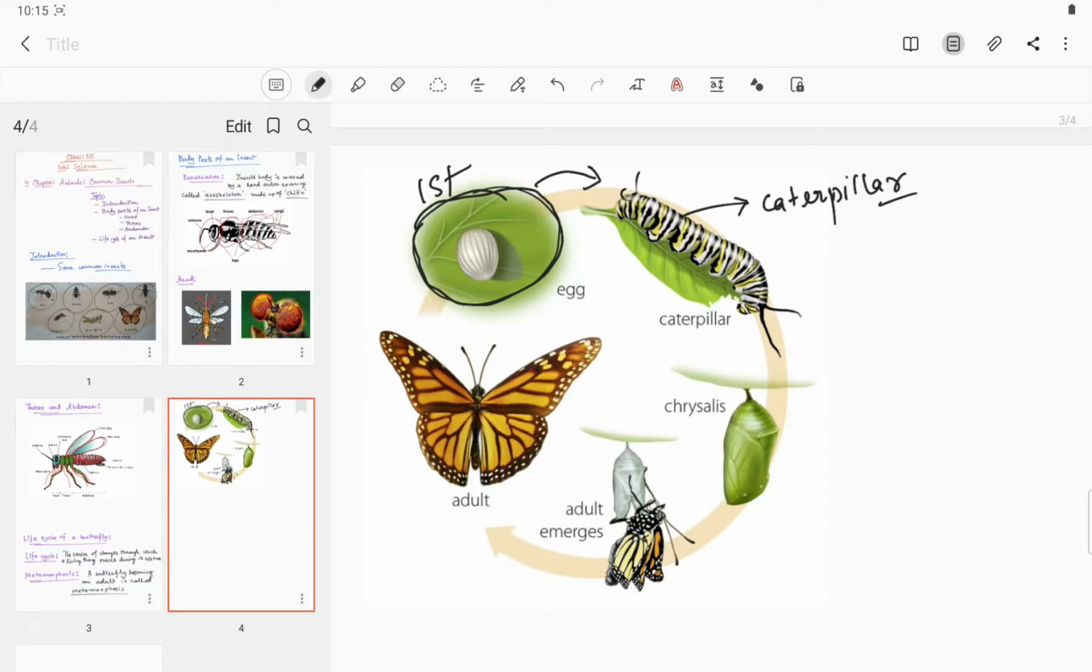At this stage, the caterpillar eats all the time. It also grows really fast in this stage. Now the third stage. Once it is all the way grown, the third stage starts. This was the second stage, and now it is the third stage.